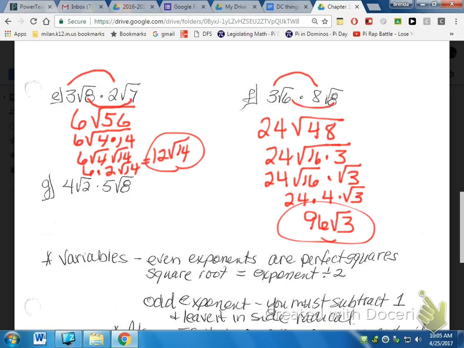What do you think about that? If you like that, you're really going to like this one. Questions about either of those two before I move on? Okay, 4 radical 2 times 5 radical 8. So again, multiply the numbers on the outside. 4 times 5 would be 20 times, and then 2 times 8 would be under the radicals, so 16. Oh, looky there. Perfect square, huh? So 20 times 4, it would be 80. What do you think about that?